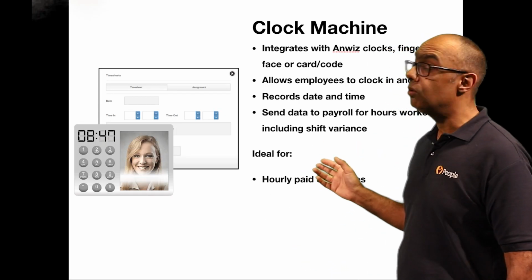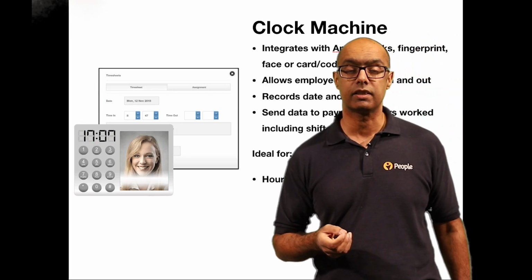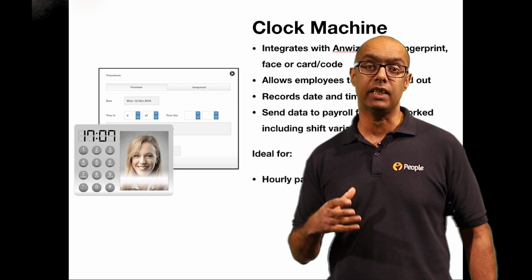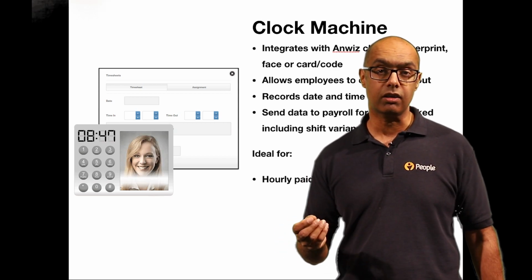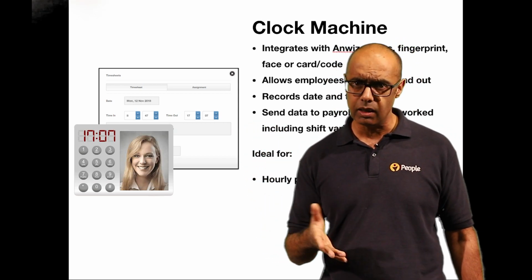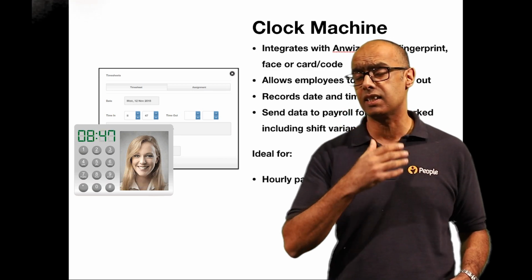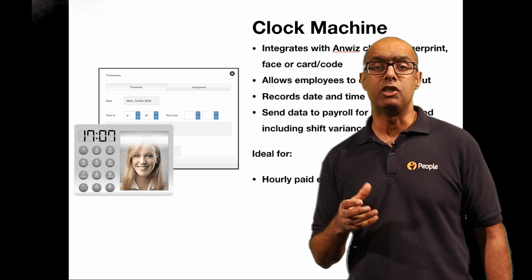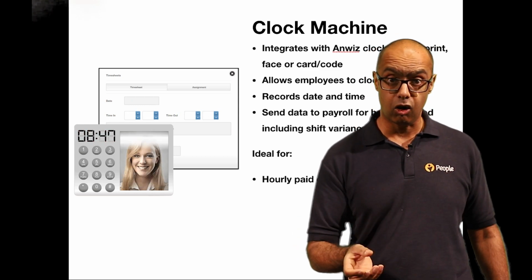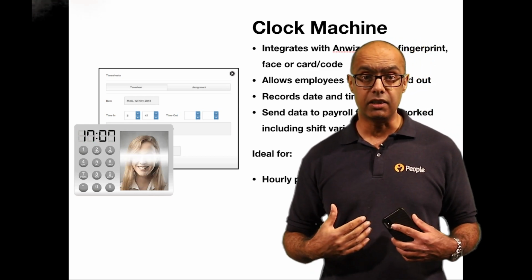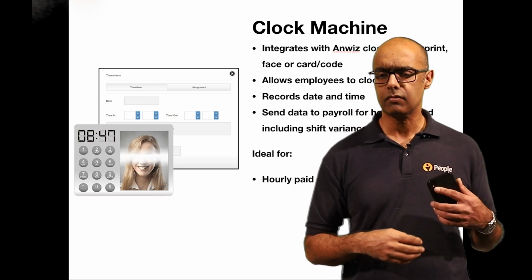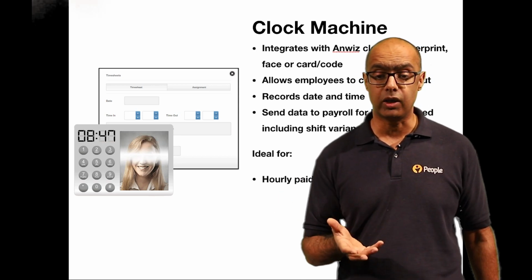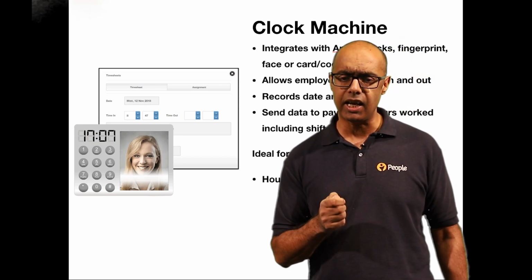The next option is new, which is an integration into clock machines. So we developed the software now so that you can actually implement AMVIS clocks, and AMVIS clocks can use fingerprint detection, they can use face, or just a simple card or code. And what we will actually do is we will collect the data from the clocks which are on your site and bring it into the People HR system. So employees can clock in and clock out. It records the date, time, and the location, and is very accurate data.